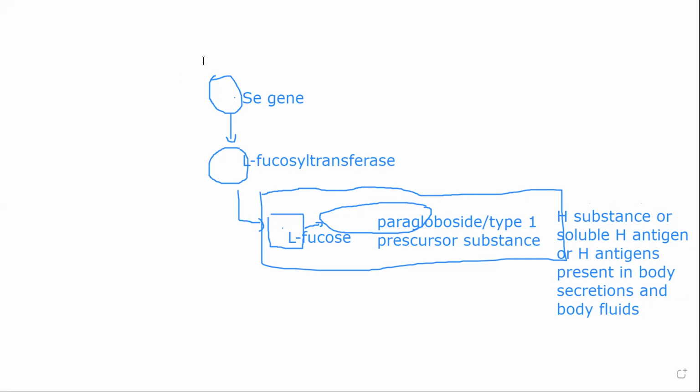So in the formation of your H substance or your soluble H antigen, we have first the inheritance of your SE gene. The inheritance of this particular gene will now code for the production of your enzyme called the L-fucosyl transferase. And this enzyme will now add the sugar L-fucose to this type 1 precursor substance. So the type 1 precursor substance plus the L-fucose sugar being attached to it, this entire structure is now your H substance or your soluble H antigen. Naintindihan? Guys, naintindihan nyo?